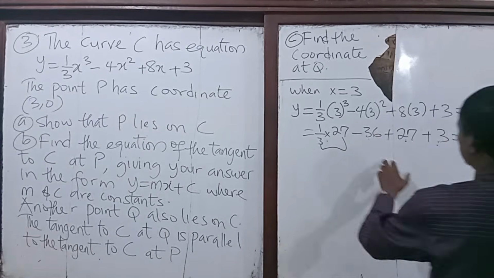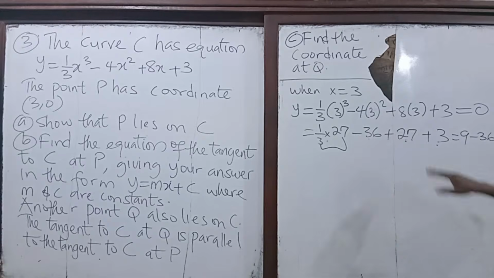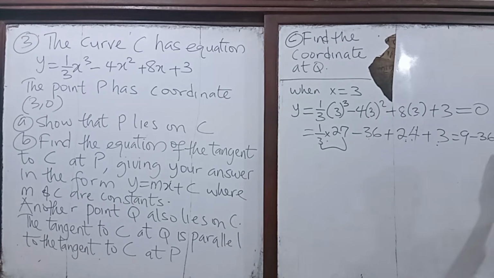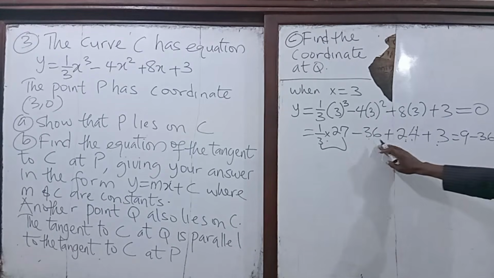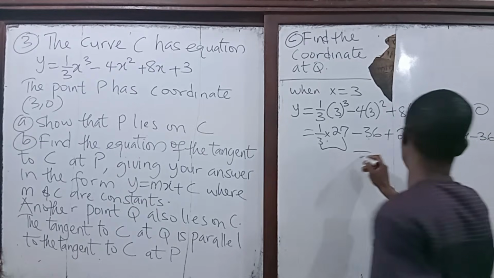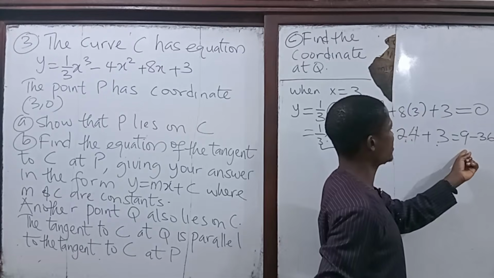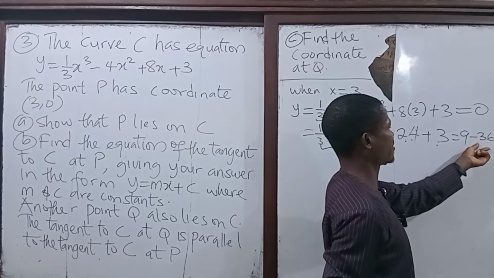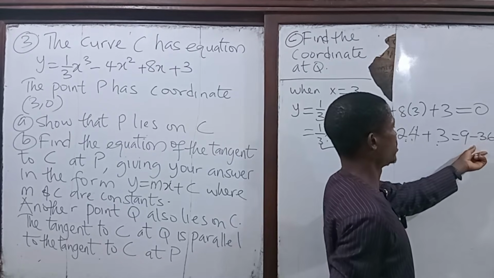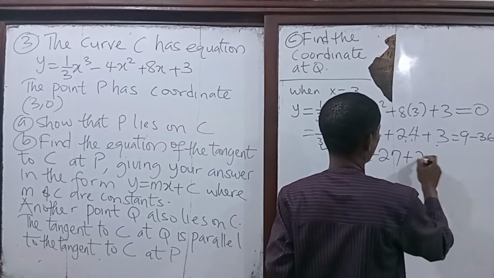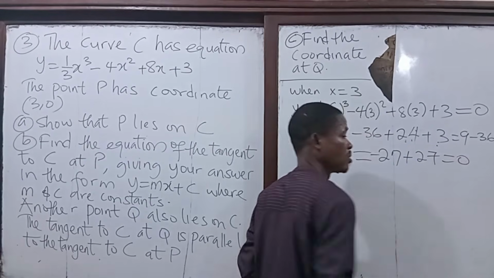That's 9, 36. This one is 24. 8 times 3 is 24. Okay, so that will be 36. 24 plus 3, that's 27. So that will be equal to 9 minus 36. Okay, 9 minus 36, that will be minus 27. Minus 27 plus what? Plus 27. And that's 0.